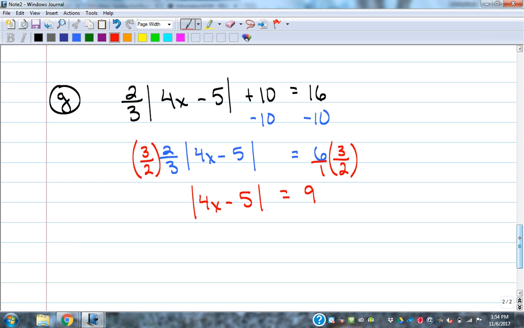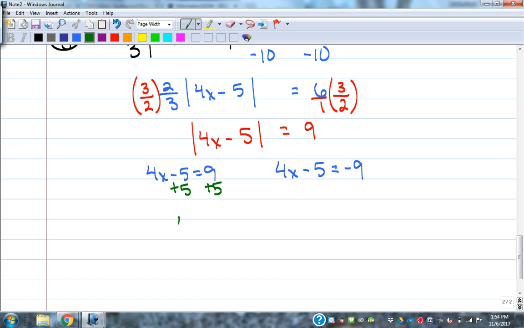Right. Now, two equations, because absolute value is by itself, right? 4x minus 5 equals 9. Then 4x minus 5 equals negative 9. Yeah. And then solve each one of them. It should take the same steps to solve both of these. Just make sure you do the first one right, and then you know you're going to do the same thing on the second one. So 9 plus 5 is 14.